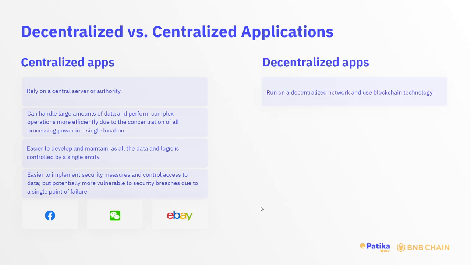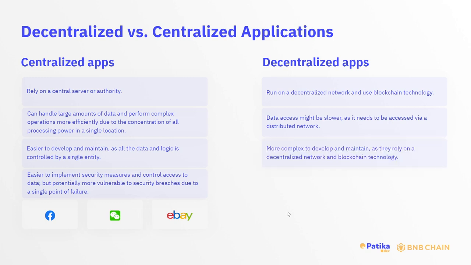We can give examples such as Facebook, WeChat, and eBay. When it comes to decentralized applications, they run on a decentralized network and use blockchain technology. Data access might be slower as it needs to be accessed via a distributed network. They are more complex to develop and maintain, as decentralized applications rely on a decentralized network and blockchain technology. Data is considered to be more secure and resistant to tampering or failure. We can give examples such as PancakeSwap, Uniswap, and ERC7.